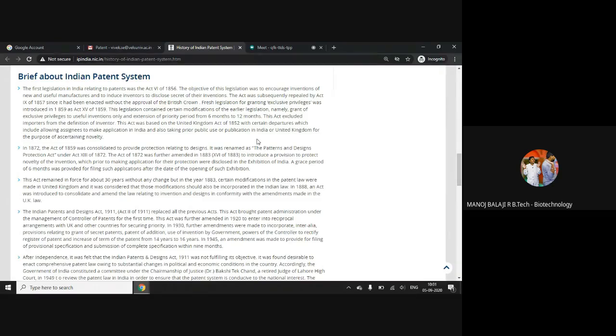Then the Act remained in force for about 30 years without any changes. But in the year 1883, certain changes in the patent law were made in the United Kingdom, and it was considered that those changes should be made in India also. In 1888, a law was introduced to integrate and amend the law relating to inventions and designs in line with the amendments made in the United Kingdom law.